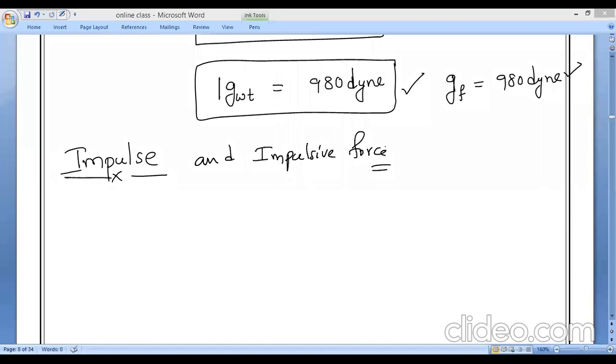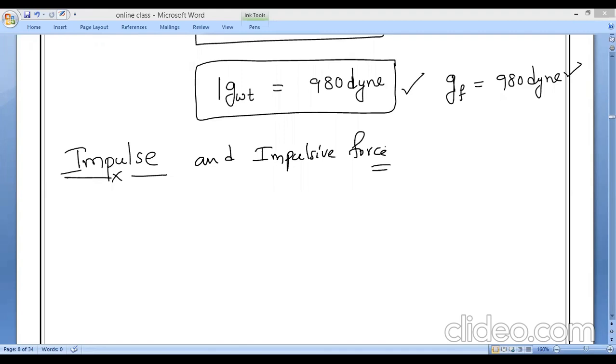Yes or no, guys? When I'm hitting the door, my hand keeps on moving. So who is having momentum? My hand is having the momentum. Yes or no? Yes, sir. Now, once the door stops the finger, the momentum of the finger is reduced, do you remember? It is reduced to 0 in a very short interval of time.